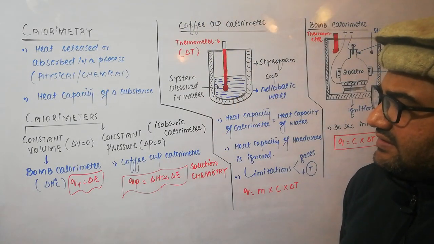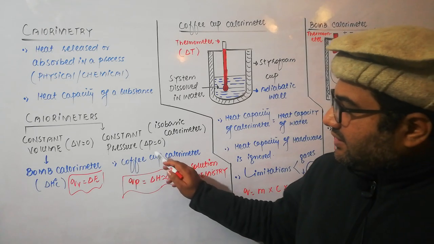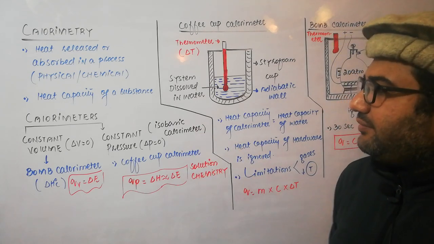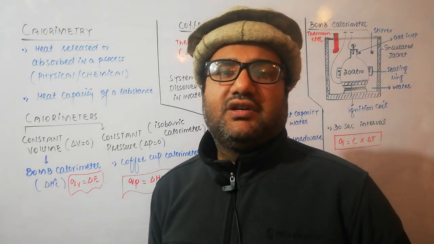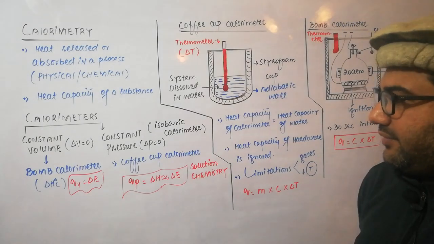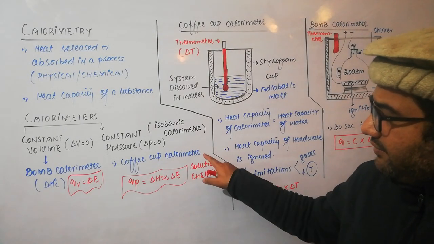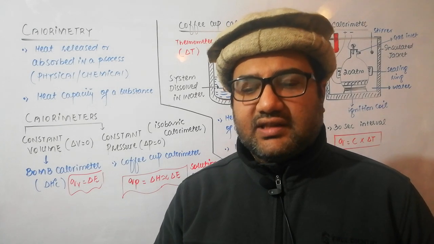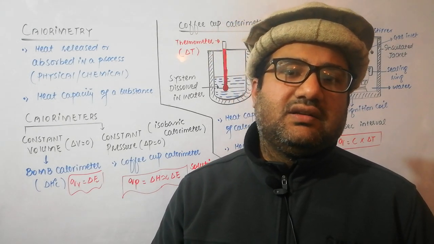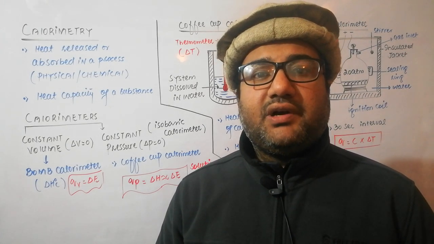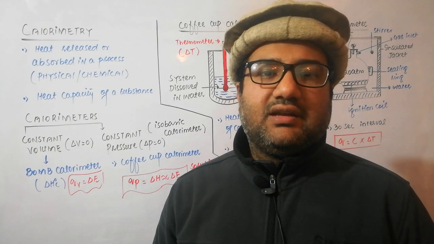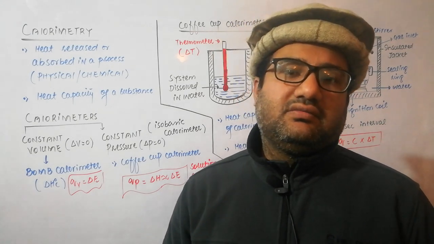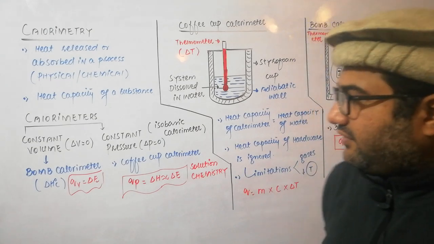The second type of calorimeter is the constant pressure calorimeter, in which there is no change in the pressure. It is also called isobaric calorimeter. And one of the very common examples of the constant pressure calorimeter is the coffee cup calorimeter. In the coffee cup calorimeter, we discuss solution chemistry. Meaning the substance or the reaction we are going to study will involve solutions. So this calorimeter will be particularly useful for finding the enthalpy of solution, enthalpy of neutralization, like this. But if solids and gases are involved, then it is not very useful. It will not be used.